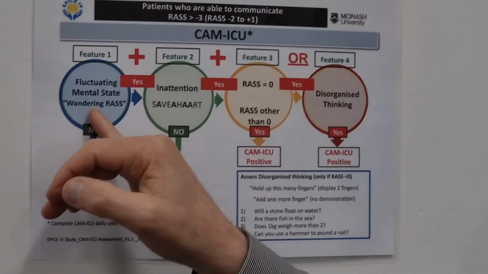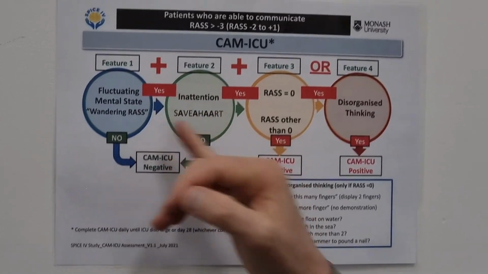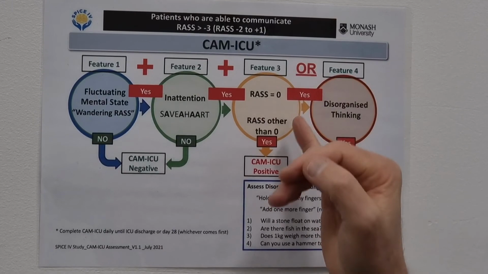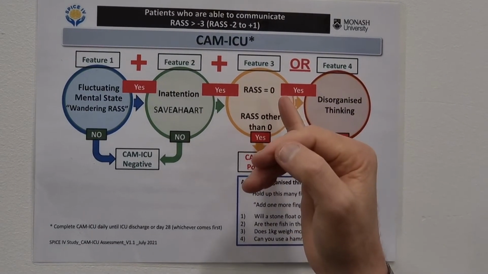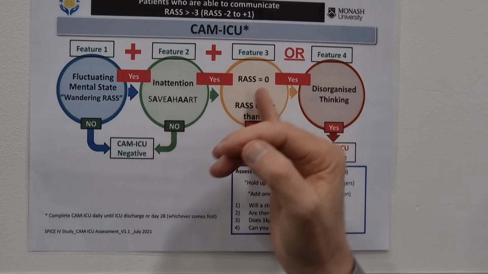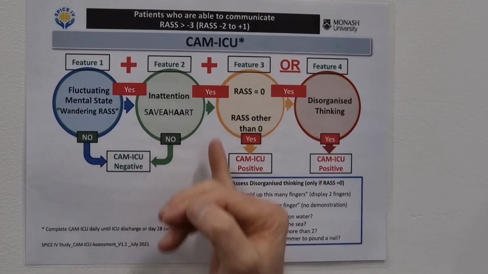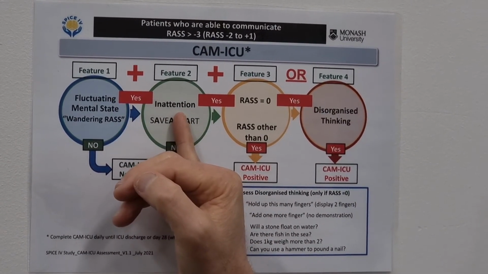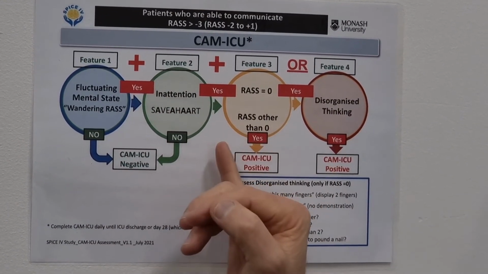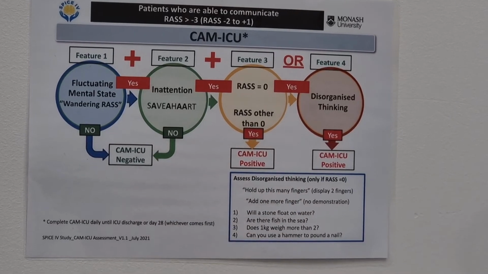and has a fluctuating mental state, then you look at their baseline RASS. If their baseline RASS is other than 0, so if their RASS is -1 or -2 or +1, then you don't need to do anything else. That's enough to give them a delirious or not delirious status. Fortunately, that's the case in 90% of our patients.